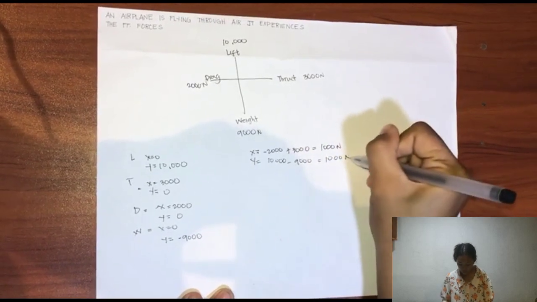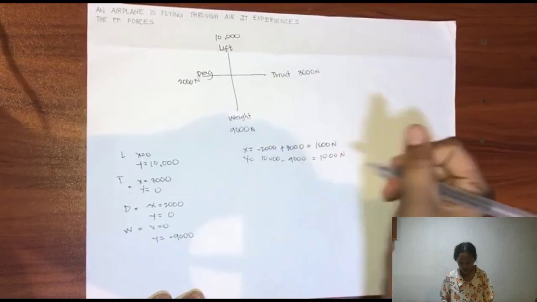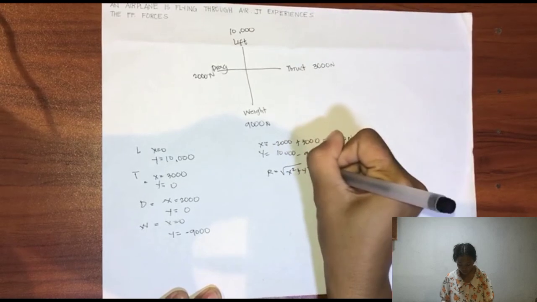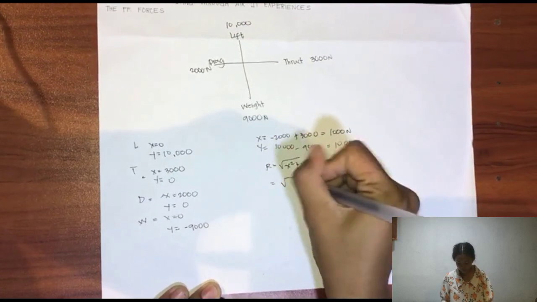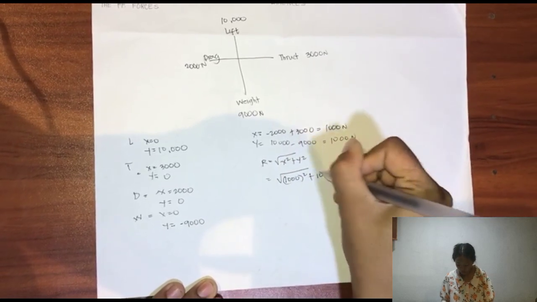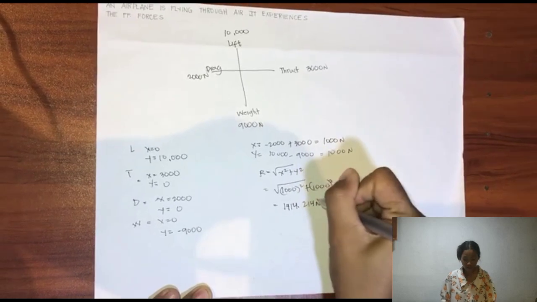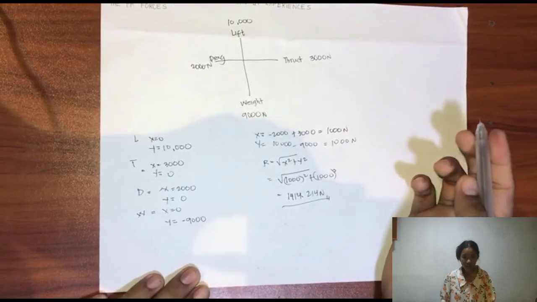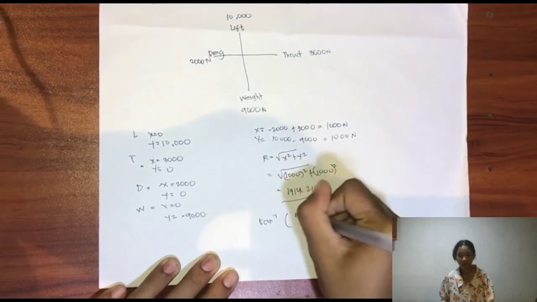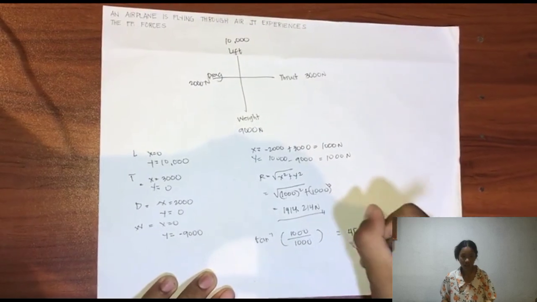So, para makuha natin ang ating resultant or ang magnitude, ay gagamitan natin ang formula na R is equals to square root of x squared plus y squared is equals to square root of 1,000 squared plus 1,000 squared is equals to 1,414.214 Newton. So, yun yung ating resultant. And then, ang ating direction naman is equals to tan inverse of 1,000 over 1,000 is equals to 45 degrees. So, ang ating direction is equals to 45 degrees.